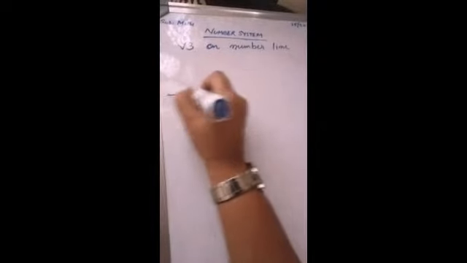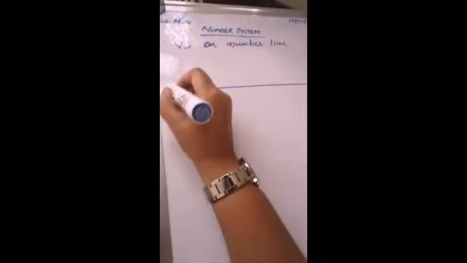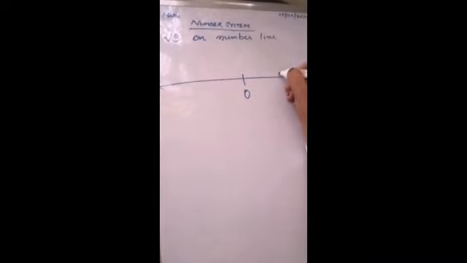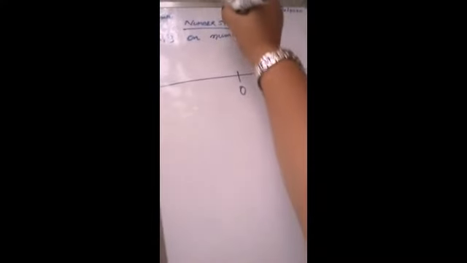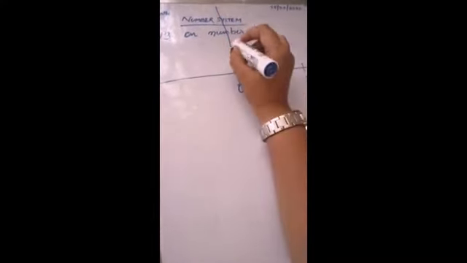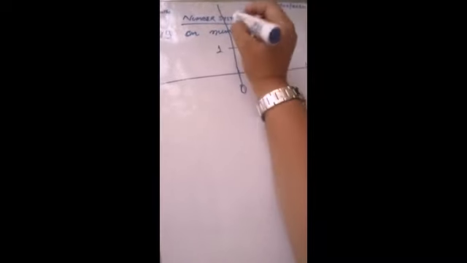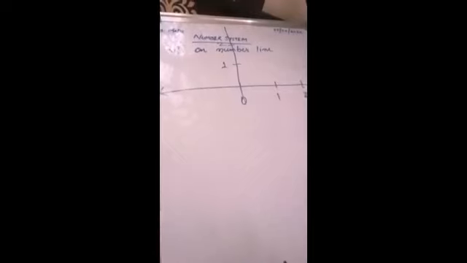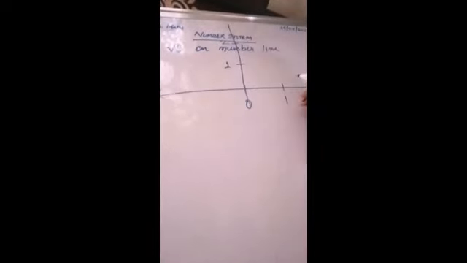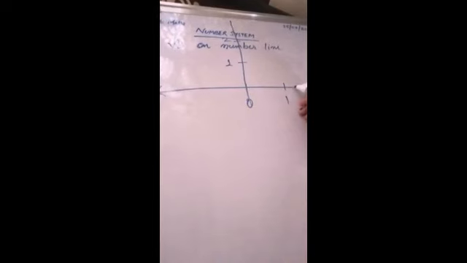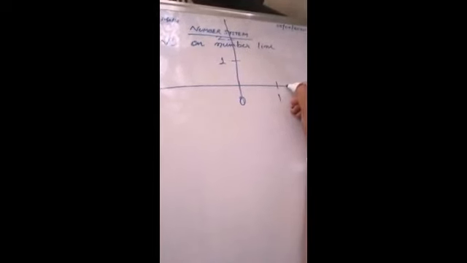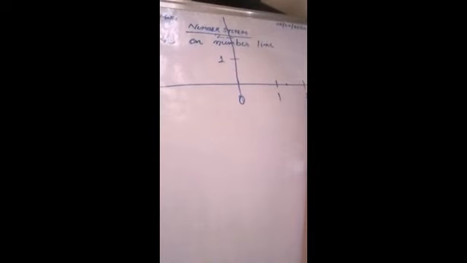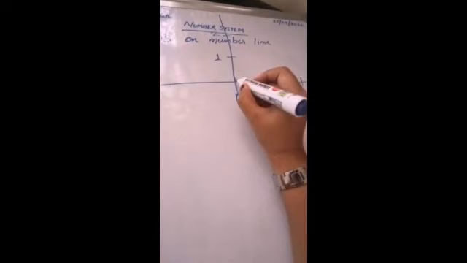Okay, again we will be drawing the number line, 0 at its midpoint, 1, 2, 3, and we need the y-axis also, so 1, 2. Now see, we already know that root 2 is somewhere in between 1 and 2. Previously we had found out that root 2 was in between 1 and 2.